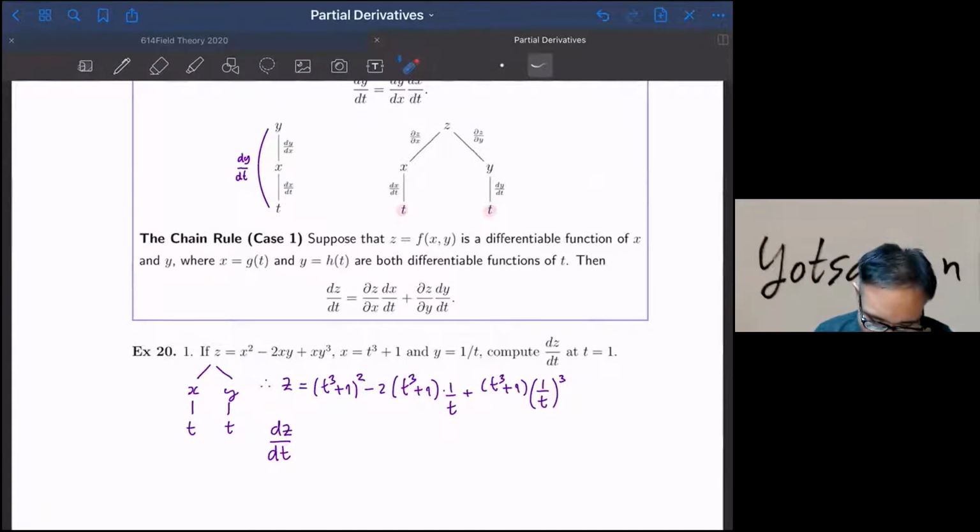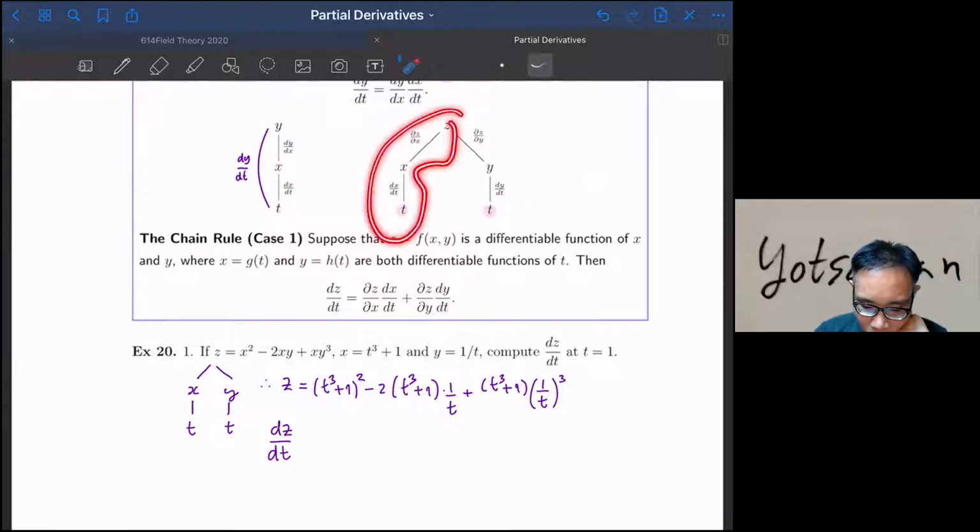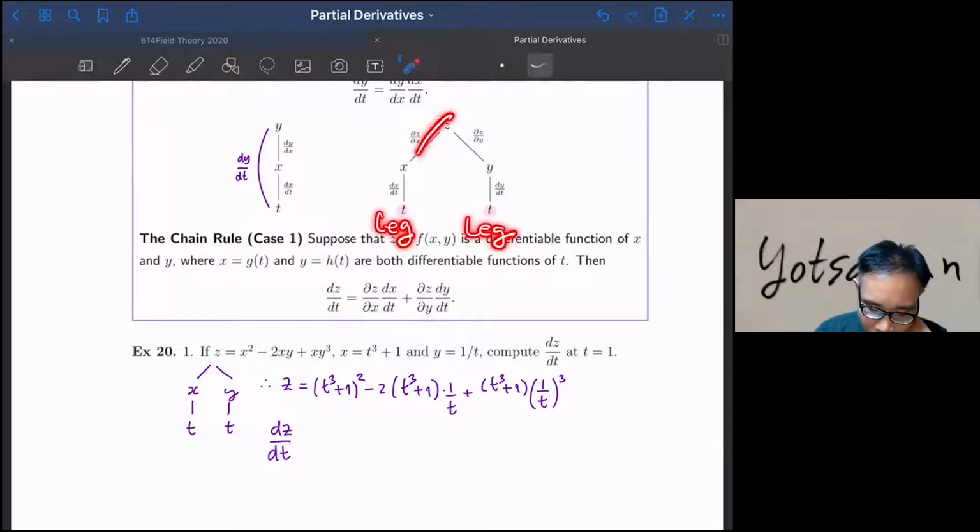So you're gonna have a formula for dz dt. You have dz dt equal to dz dx times dx dt. So you follow this direction. It's gonna be z to t in the direction of x, and you have z to t in the direction of y that allows you to have dz dy times dy dt. And then you're gonna sum these two directions up. I'm gonna say this one is my first leg and my second leg. So I'm gonna have dz dx times dx dt plus dz dy times dy dt.